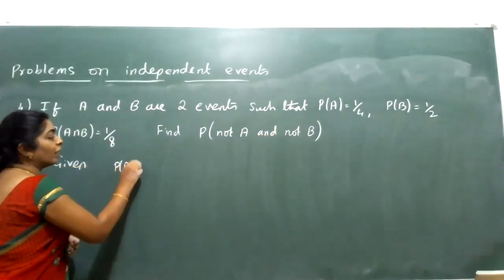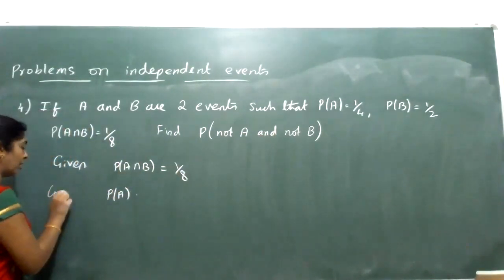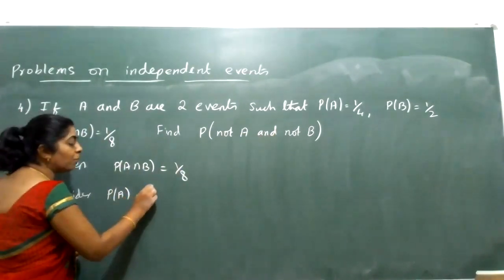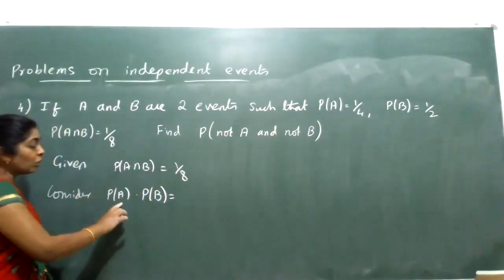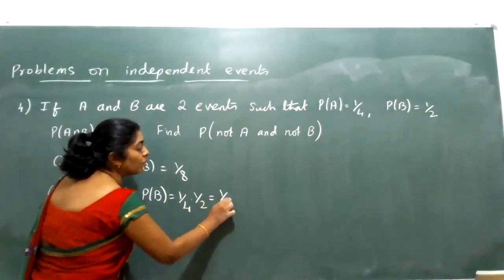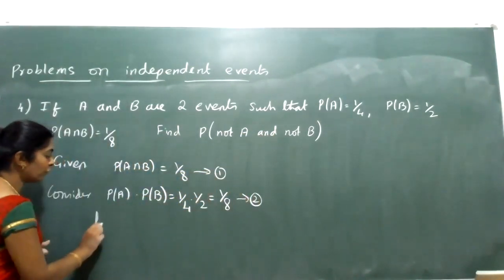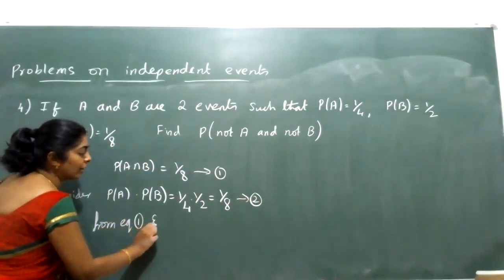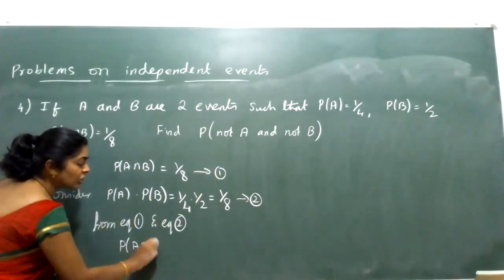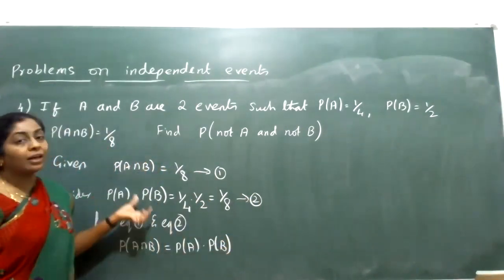Given probability of A intersection B is equal to 1 by 8. That is equation 1. Then I consider probability of A into probability of B. What is probability of A into probability of B? 1 by 4 into 1 by 2. That is 1 by 8. When I compare these two, from equation 1 and equation 2, can I say probability of A intersection B is equal to probability of A into probability of B? From the given data, I can verify this.